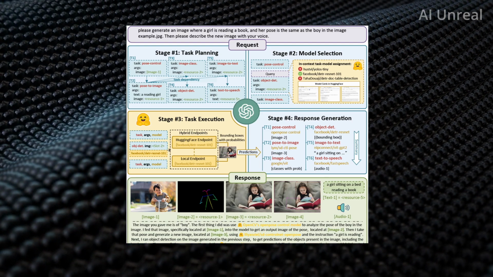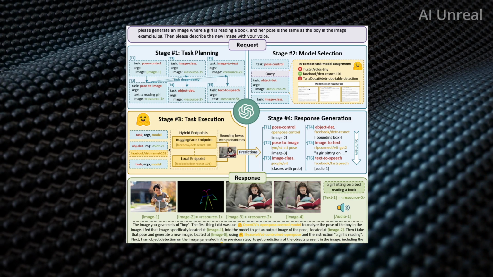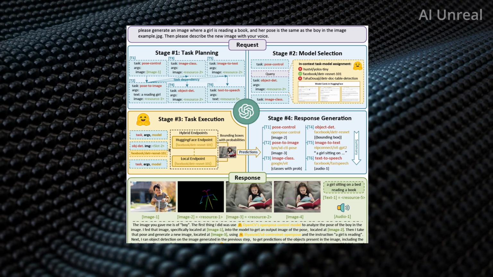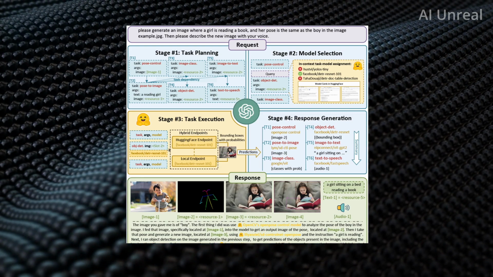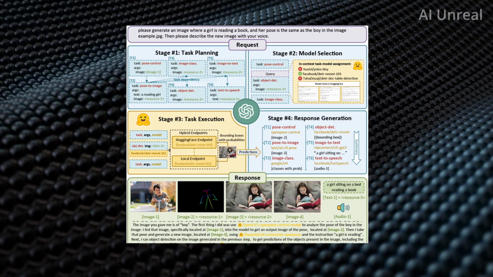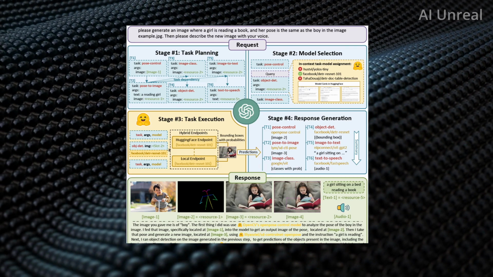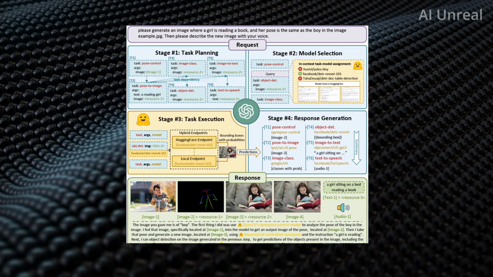The first one is the task planning. It starts off with the pose, and then it can take the pose to the image, AKA text, a reading girl, and then it goes to the image class, and then to the object detection, and then to image to text, and then finally text to speech. And that's for stage one.